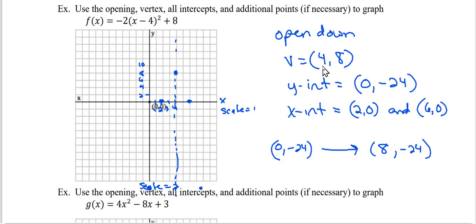The vertex is right in the middle there. Notice also that the x value of the vertex is right in the middle of these x-intercepts because of the symmetry of those. So we use this, we graph this, connect the dots. There we go.